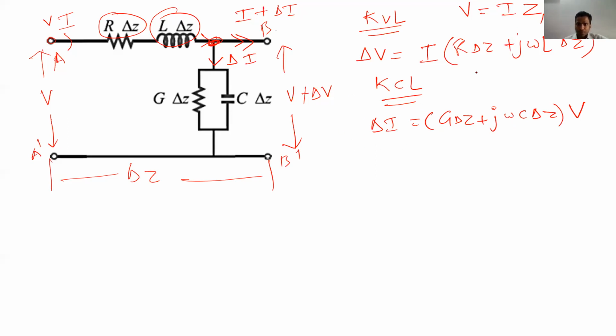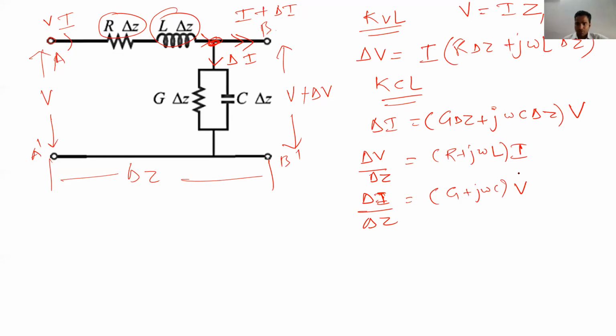Okay. Now this delta Z component is the length component. I can take it out. So I will get delta V by delta Z. What will I get? It will be R plus j omega L into I, right? And similarly, I will get delta I upon delta Z. Delta I upon delta Z will be what? G plus j omega C into V. Is this fine?